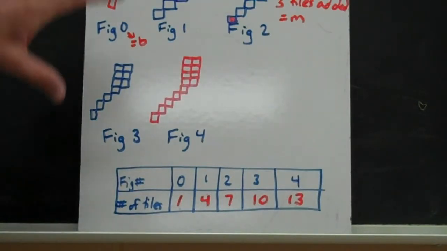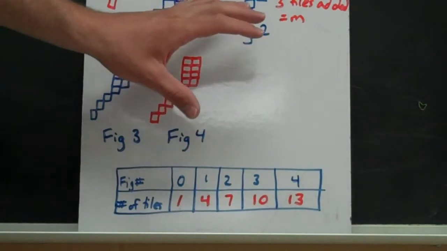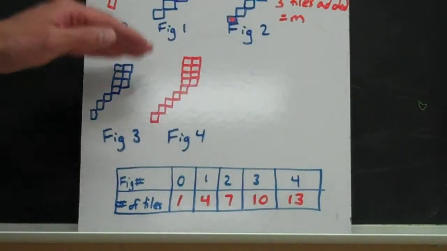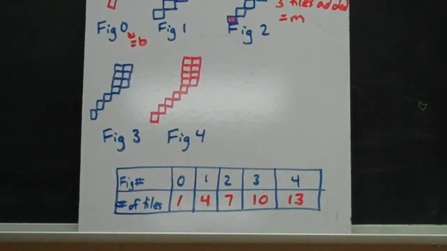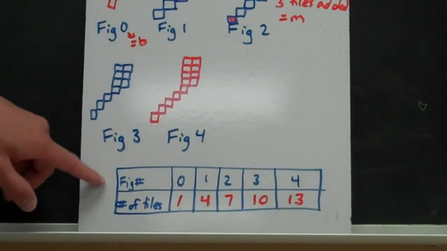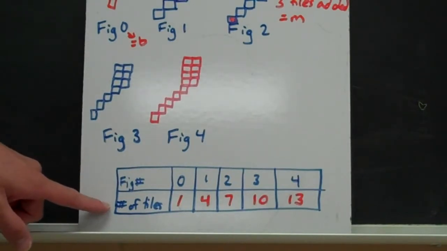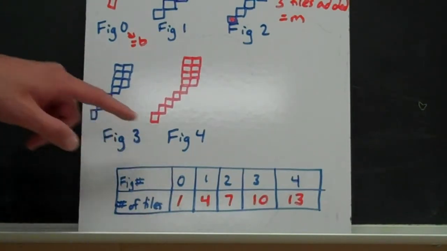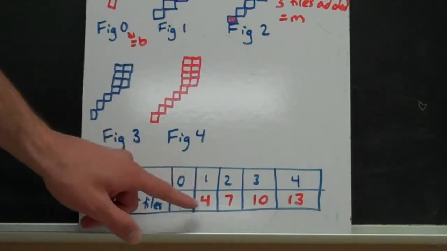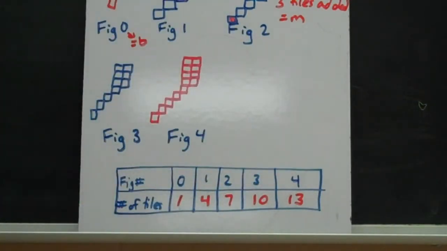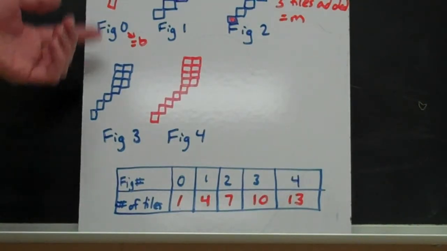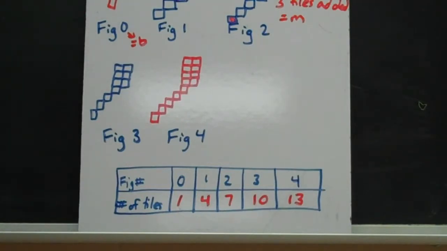So we can see from the tile pattern what the m value and what the b value are going to be for our equation. We can also count the tiles and make a table. So here's the table. We have figure number and number of tiles. All we have to do is count up the number of tiles in each figure number. So we can go from the situation to the rule, or from the situation to the table. We could go from the situation to the graph also.